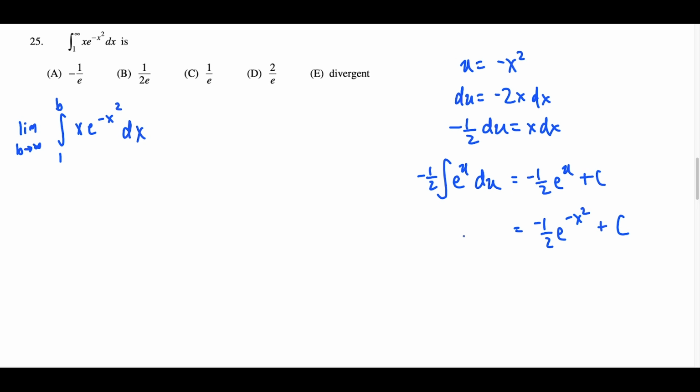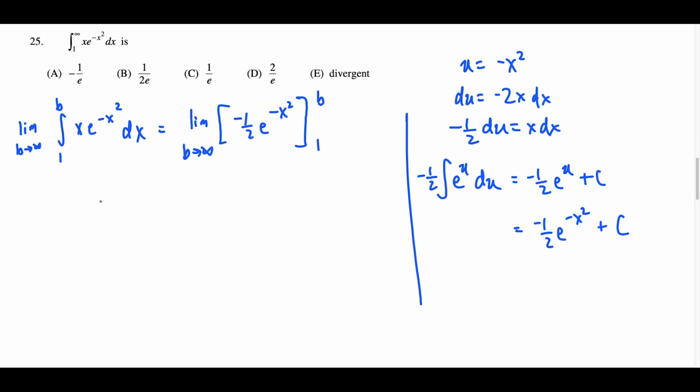But remember, when I use this for the antiderivative, I don't need the plus c. That's only for indefinite integrals. So now here we plug this in, and we'll keep this all separate. This is the limit as b goes to infinity of, and now we take our antiderivative. It was negative 1/2 e to the negative x squared, and we're evaluating this from x equals 1 up to x equals b. So then we just make our substitution here, and then we could do the limit in one of the last steps here.